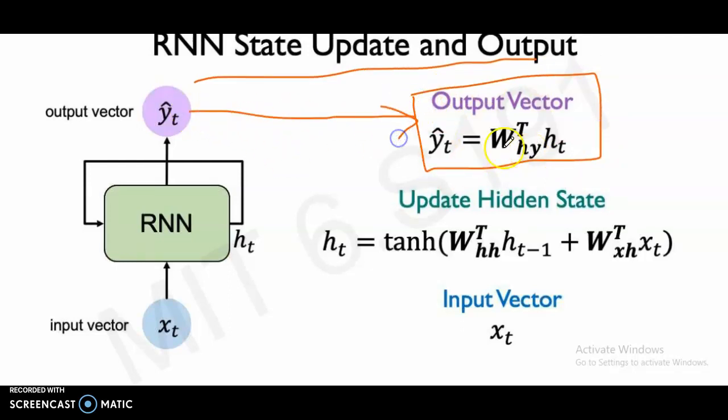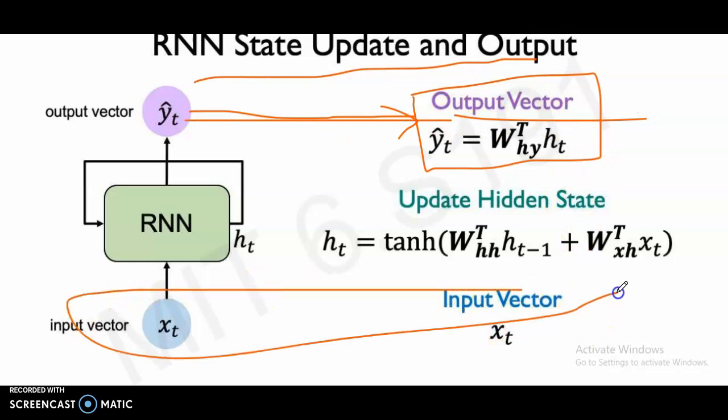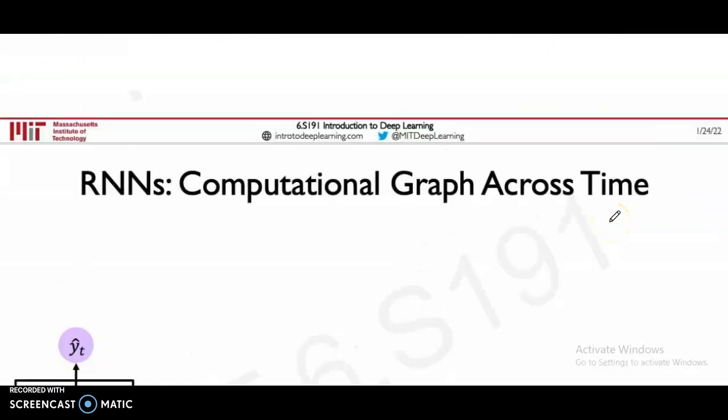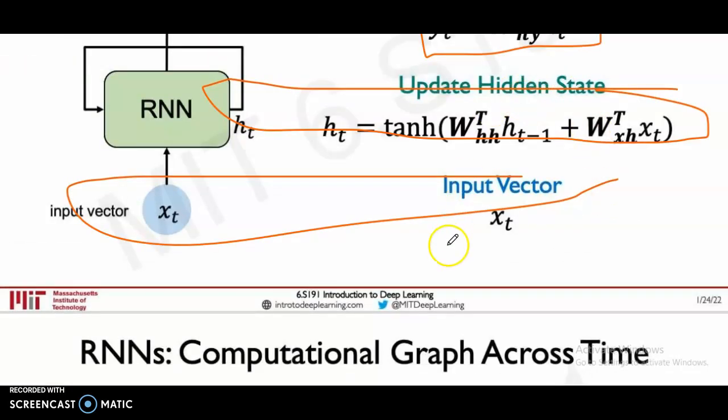Y-hat equals the output. What will come? W_hy transpose h_t. This is the output vector. This is the input vector. Updating the hidden state, this one, that we have seen.